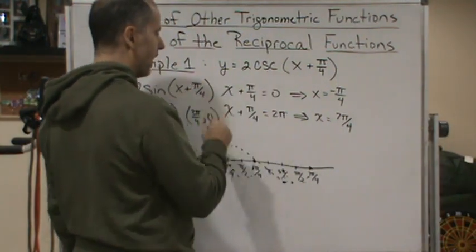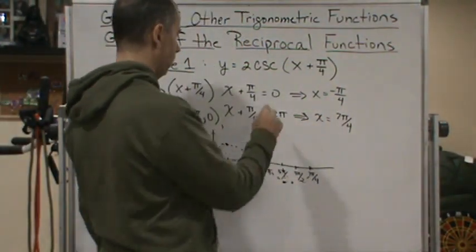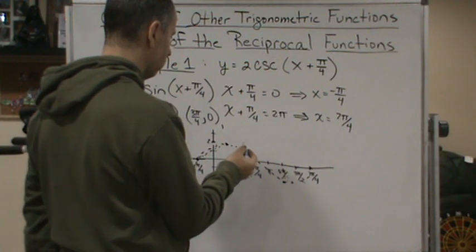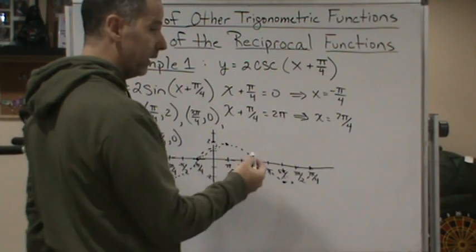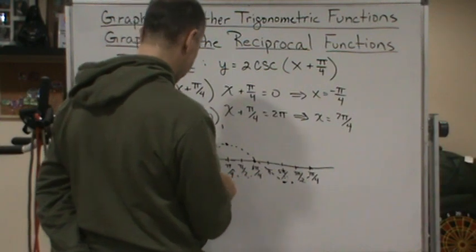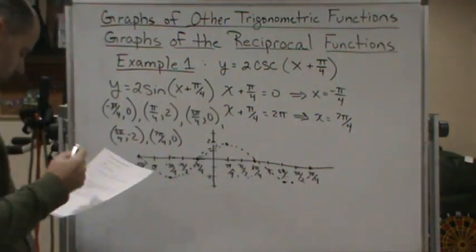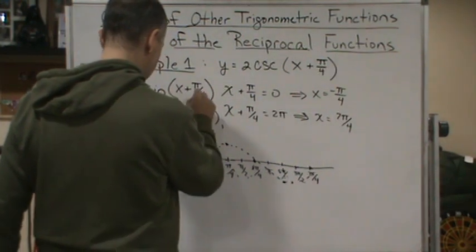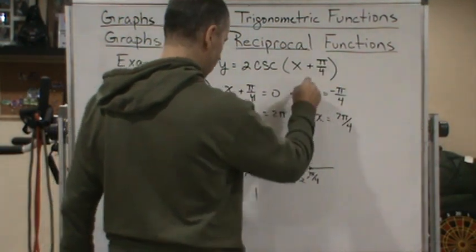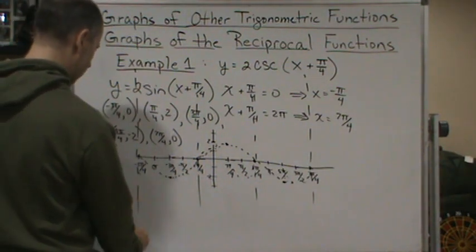So now, wherever sine is 0, right? So sine of this is 0, right? At negative pi over 4. And then the period is 2 pi. So it's 0 here, which means that wherever it's 0, there's going to be a vertical asymptote. So there's a vertical asymptote here, here, here, and here.